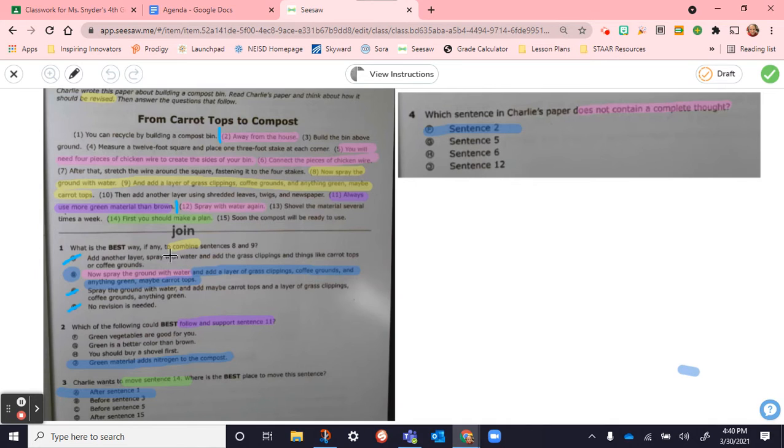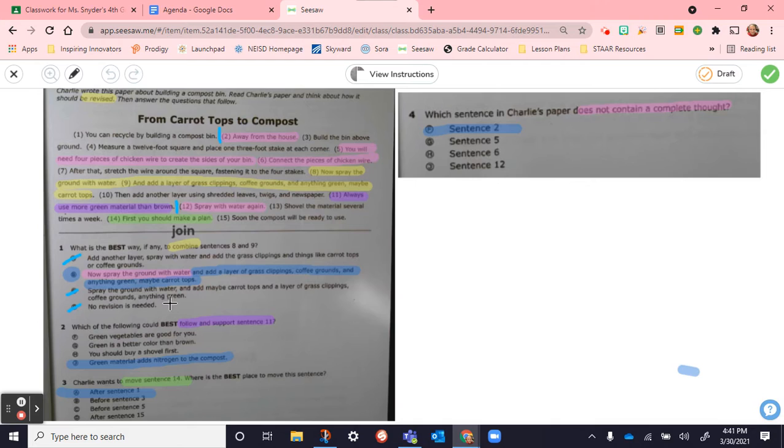So we write that word join above the word combine to help us remember that we're joining them together to combine them. And our strategy to solve this kind of question is thinking about what from the first sentence is there, what from the second sentence is there, and just looking at how they brought them together.